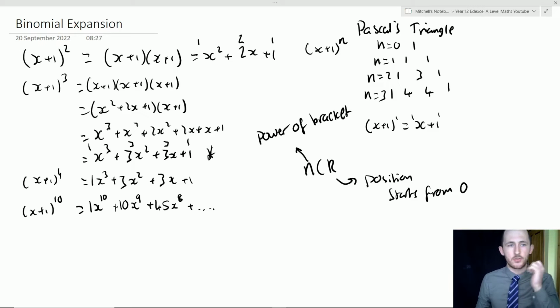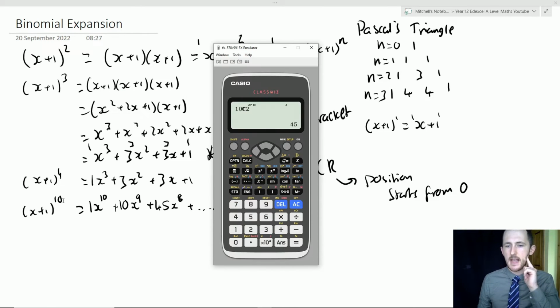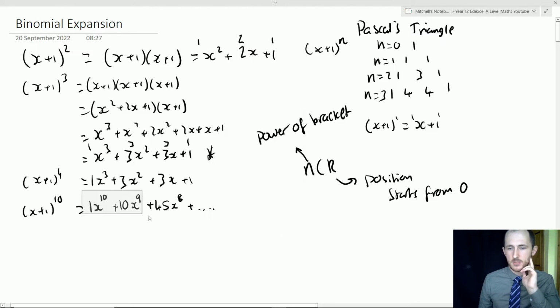Okay. Now, the trick here is that in the exam, they won't ask you to write out the whole thing. Okay? They'll ask you for the first 3 terms or 4 terms, or you just have to do a few terms. They won't ever ask you to do 10, 11 terms. Okay? But if you were to look up what the expansion of x plus 1 to the 10 is, you would get these 3 terms at the beginning. So that's pretty useful, right?